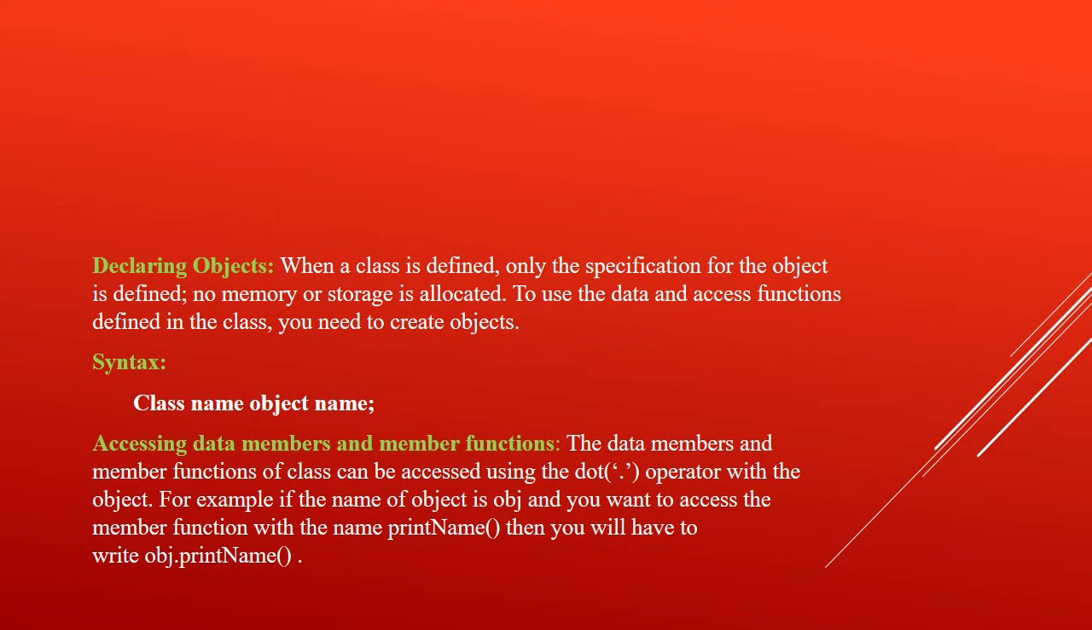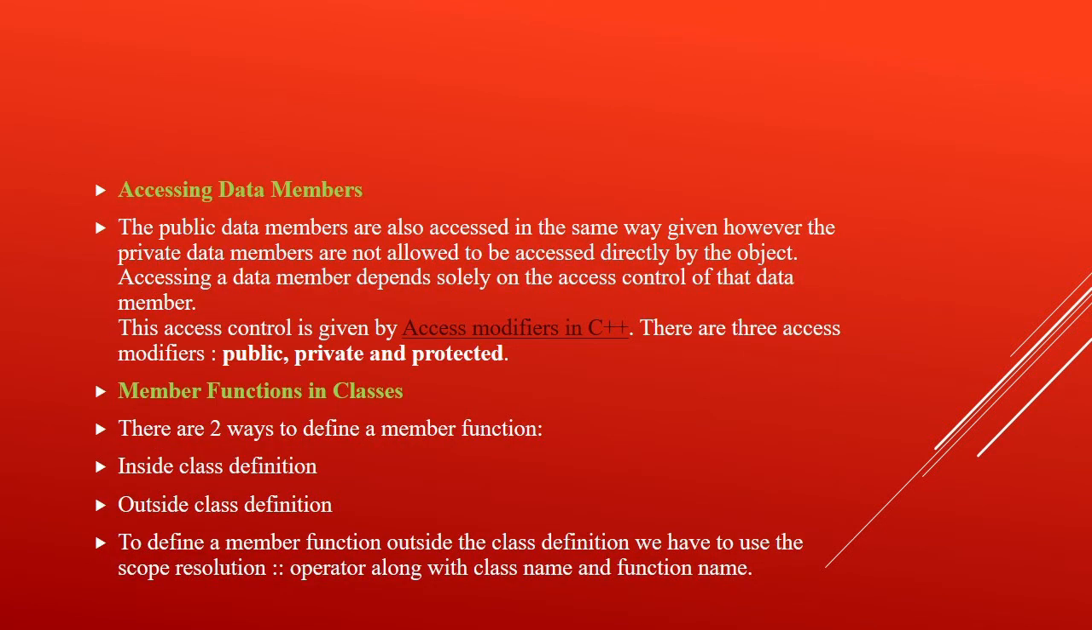For example, if the name of the object is obj and you want to access the member function with the name printName, then you will have to write obj.printName. Accessing data members. The public data members are also accessed in the same way. However, private data members are not allowed to be accessed directly by the object. Accessing a data member depends solely on the access control of the data member. This access control is given by access modifiers in C++. There are 3 access modifiers: public, private and protected.